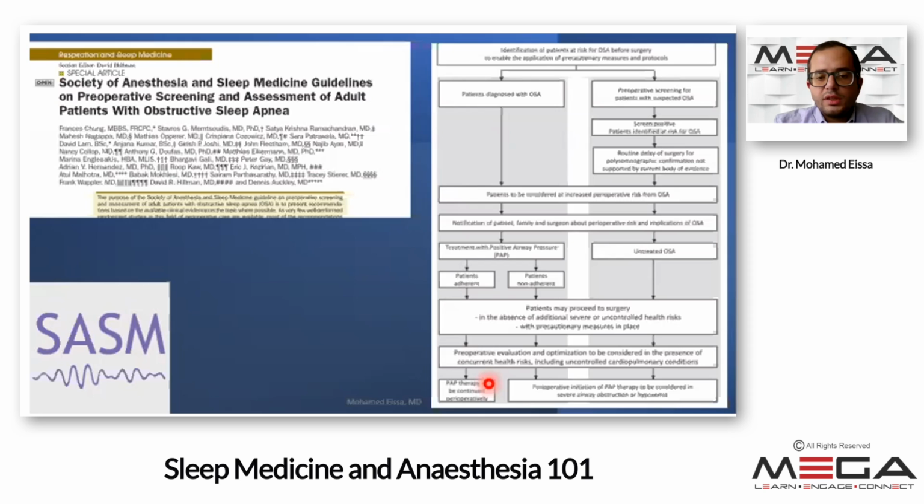One of the Society of Anesthesia and Sleep Medicine's great successes in the last five years was the development and publication of highly cited consensus guidelines for OSA. The first one was in 2016, for the preoperative assessment and screening of patients with OSA. It tried to divide patients into three main categories: patients diagnosed with OSA who are adherent to treatment, patients diagnosed with OSA who are not adherent to treatment, and patients not known to have sleep apnea but at high risk for it.